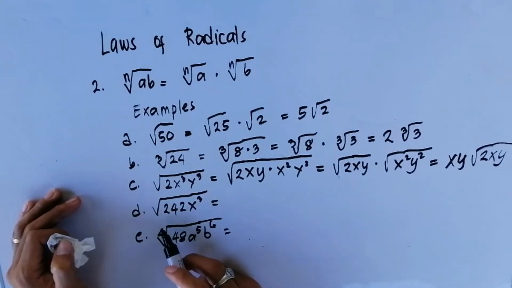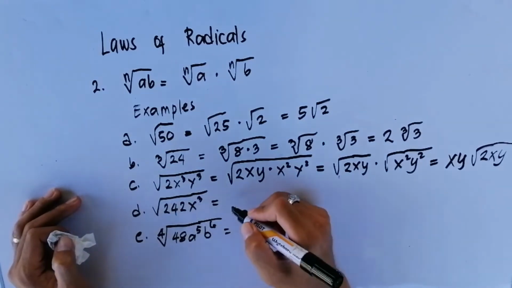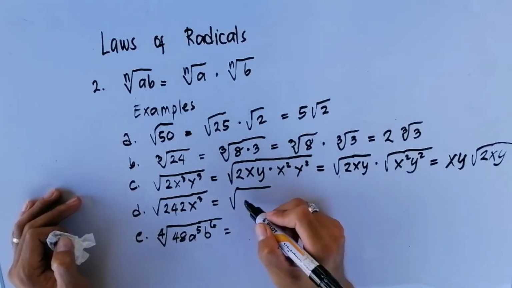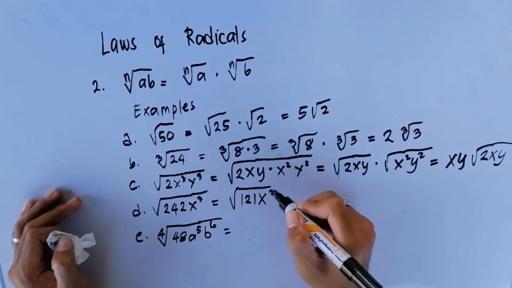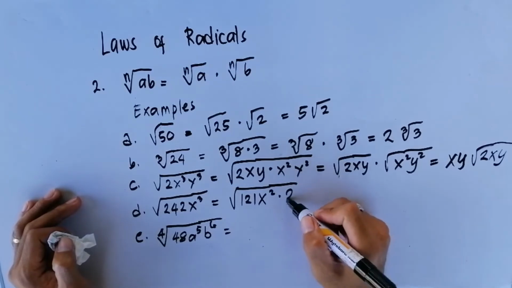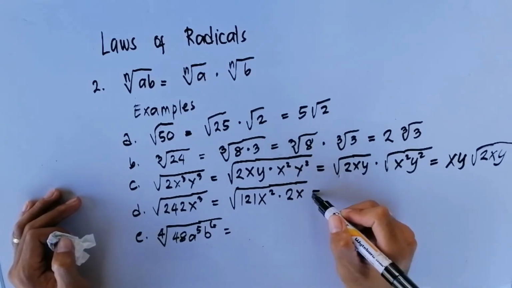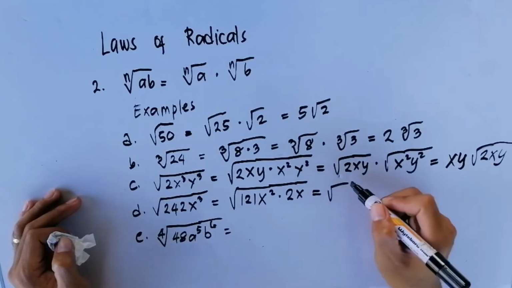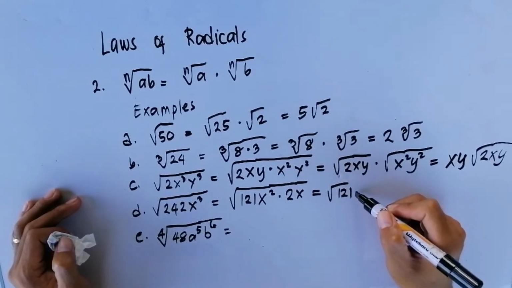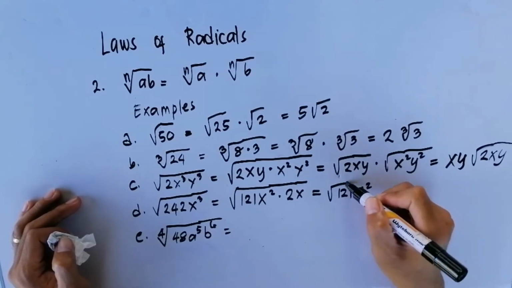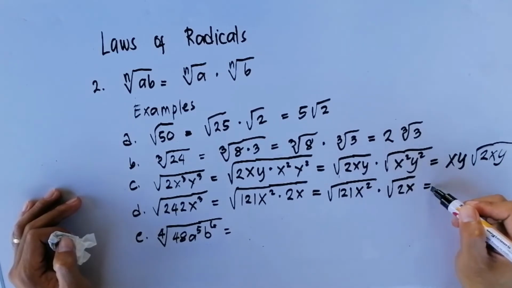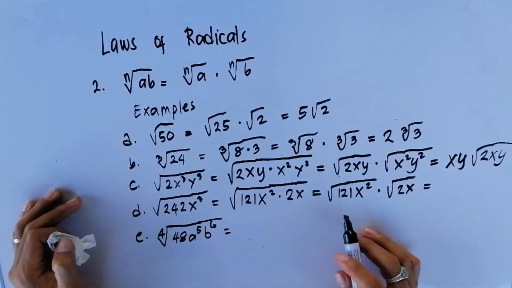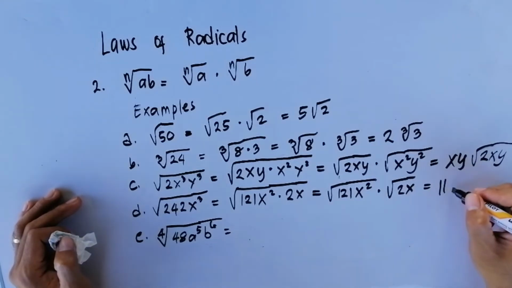Letter D, the square root of 242x cubed, so that is the square root of 121x squared times 2x, or that is the square root of 121x squared times the square root of 2x. Then the square root of 121x squared is 11x, so that is 11x times the square root of 2x.